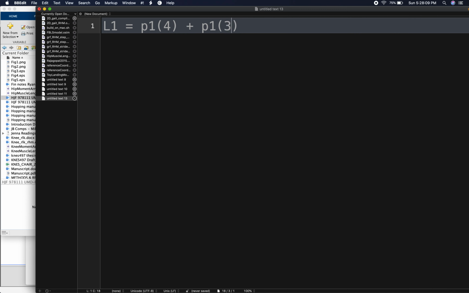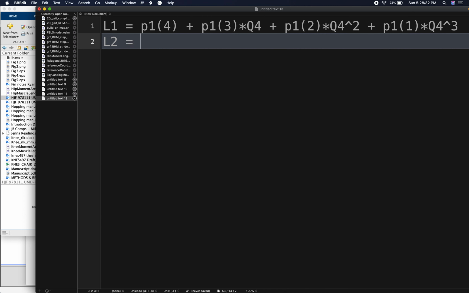Plus the next to last term times the angle, plus the next to last term times the angle squared, plus the first term times that angle cubed. Okay. And similarly, for my vasti muscle, whose coefficients are in that P2 vector, that's what that muscle's polynomial looks like there.